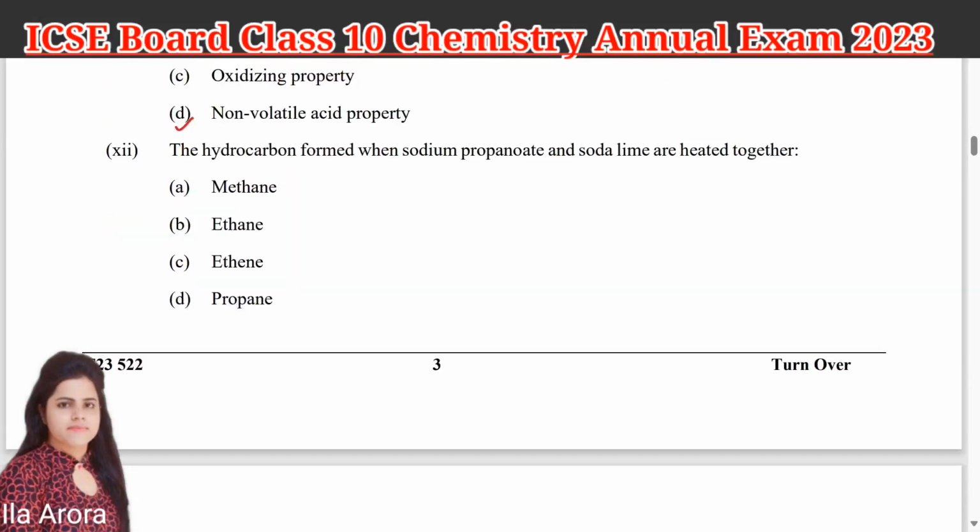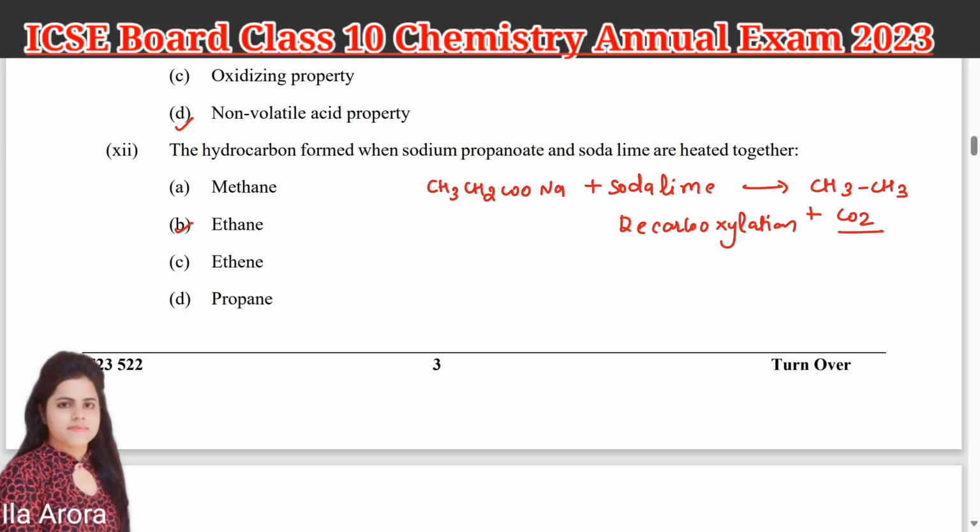Next question is the hydrocarbon formed when sodium propanoate and soda lime are heated together. So the reaction will be CH3CH2COONa, that is your sodium propanoate. Then you have to react it with soda lime and then you will get ethane plus CO2, and this reaction is called decarboxylation. Decarboxylation means removal of CO2. So here we are getting ethane, B option.